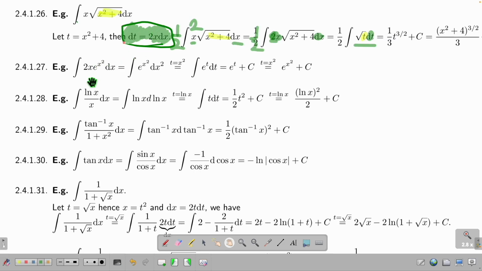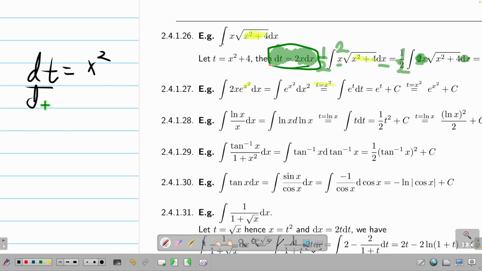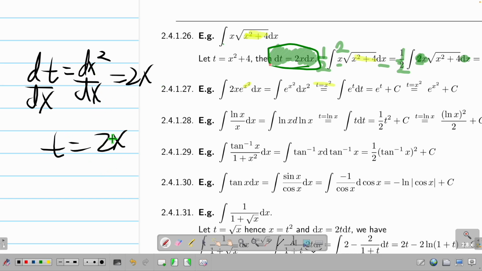Second example, integrate 2x times e to the power of x squared, where the x also has a power. The hard part is this thing, so I am going to set t to be my hard part. Then what am I going to do? Well, I repeat the procedure. dt/dx is this guy, d/dx of x squared is 2x, so dt is 2x dx. So I have this green thing.